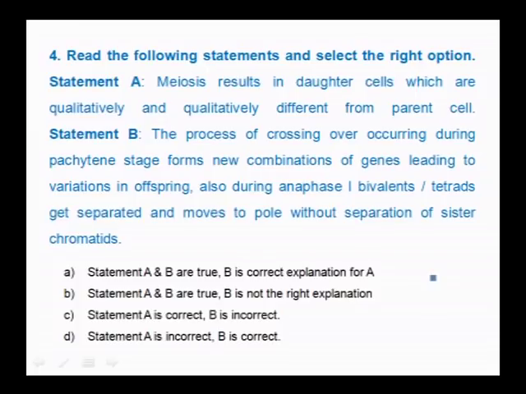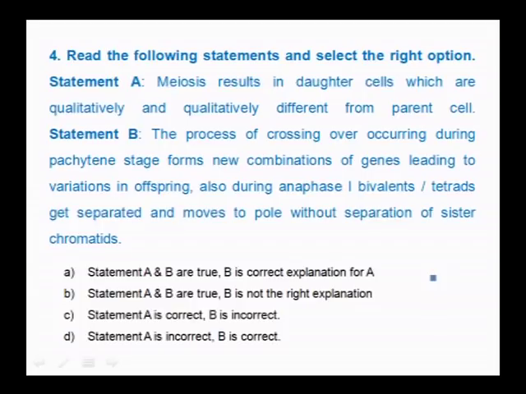Question 4. Read the following statements and select the right option. Statement A: Meiosis results in daughter cells which are qualitatively and quantitatively different from the parent cell. B: The process of crossing over occurring during the pachytene stage forms new combinations of genes leading to variations in the offspring. Also, during anaphase 1, bivalents or tetrads get separated and move to the poles without separation of sister chromatids. This question is actually the explanation for the third question. Statement B clearly explains why anaphase 1 is considered the reducing stage.